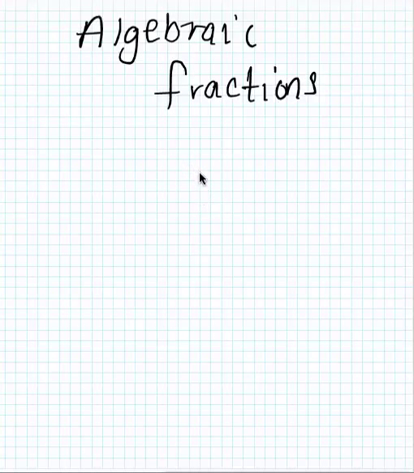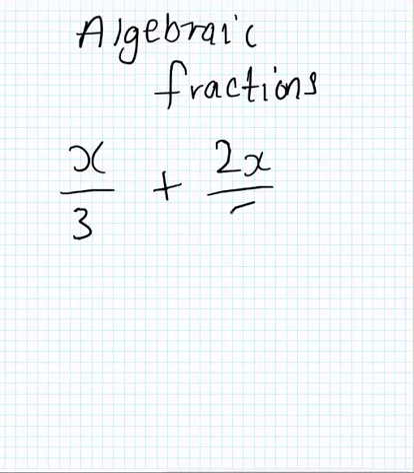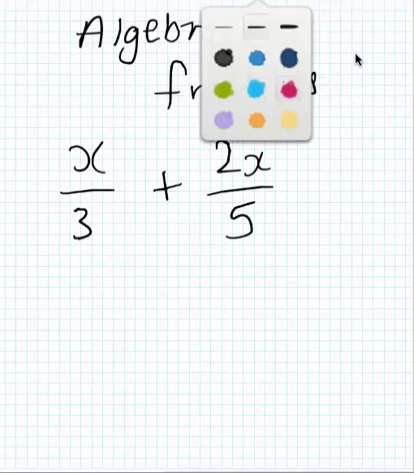Okay, so with this session, we'll start off with some basic algebraic fractions, and then we'll try some more challenging ones and see how you go. So the first one we'll do to start us off is x over 3 plus 2x over 5. When we're adding or subtracting fractions, we know we have to have the same denominators.